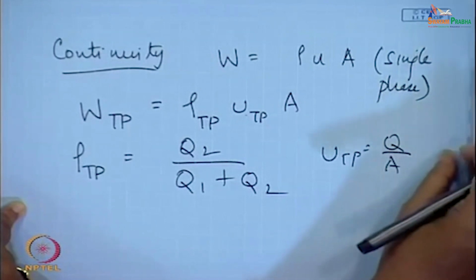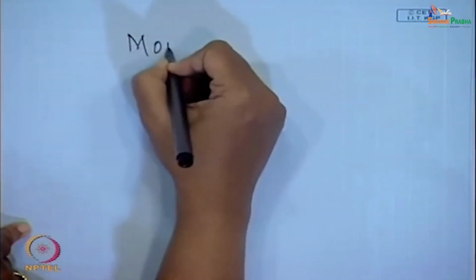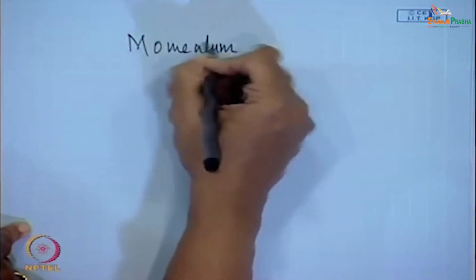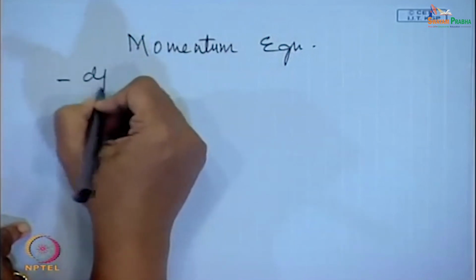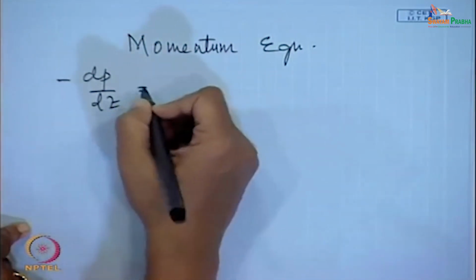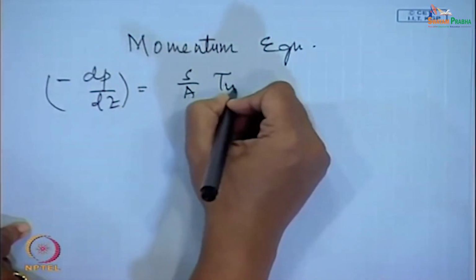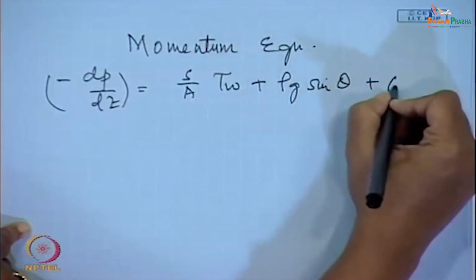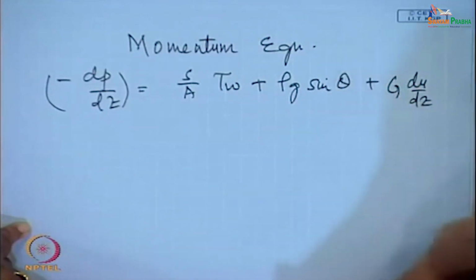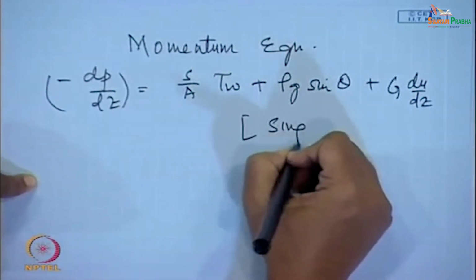Okay? Fine. Next, if you go to the momentum equation. Momentum equation, if you remember, in the last class also we had derived it. What was the expression for single phase flows? It was minus dp dz equal to S by A tau, the wall shear stress. This was the derivation for single phase flows.